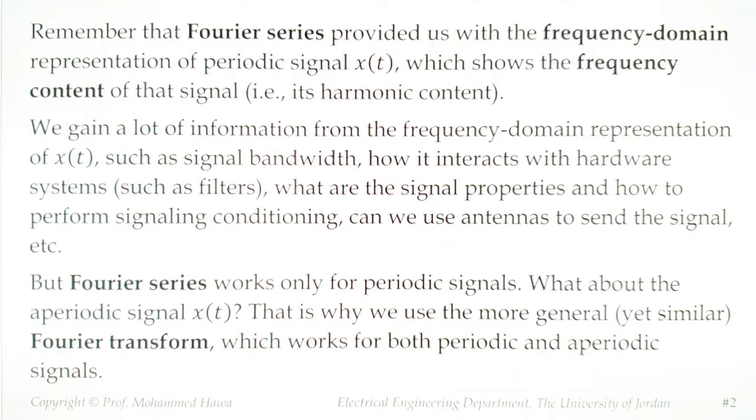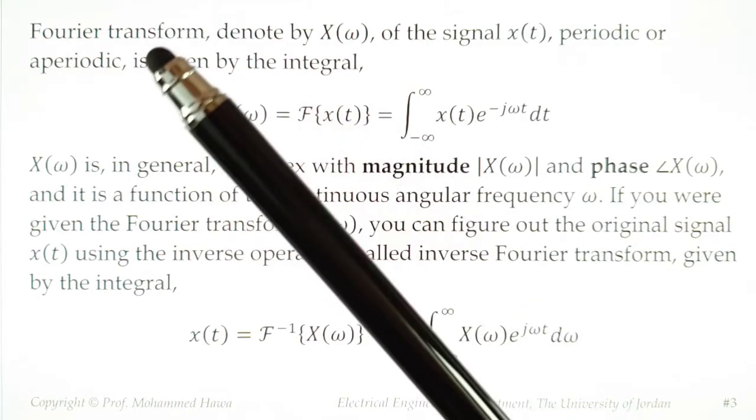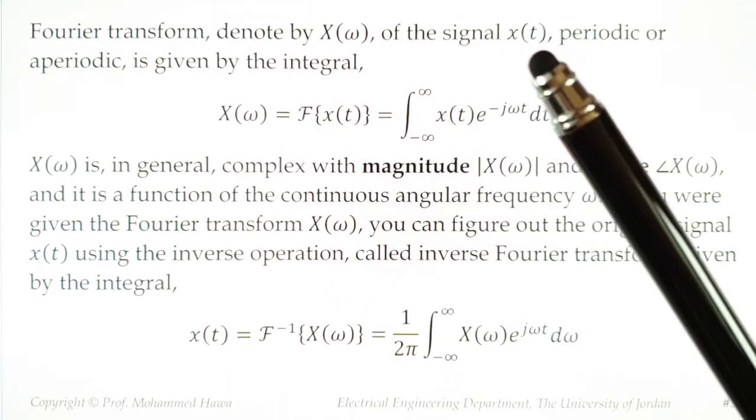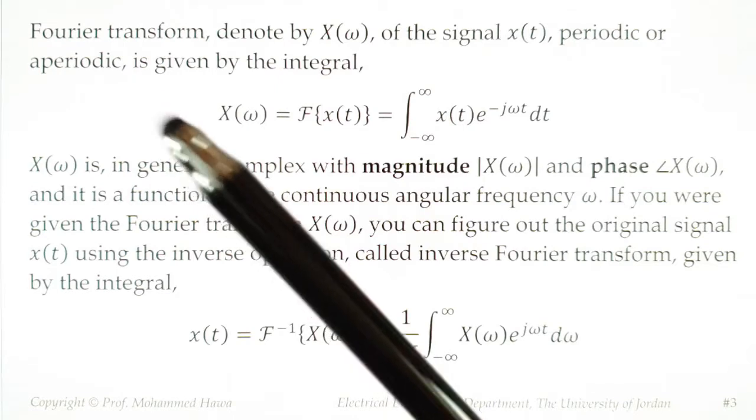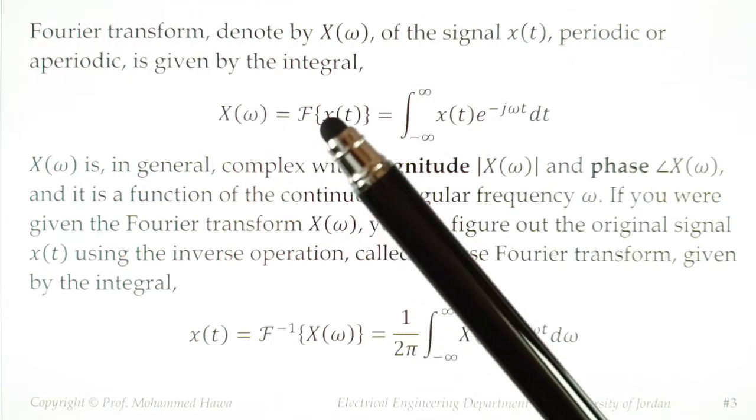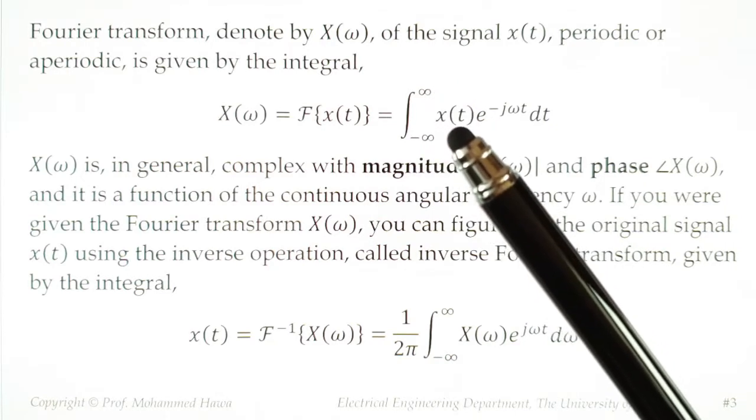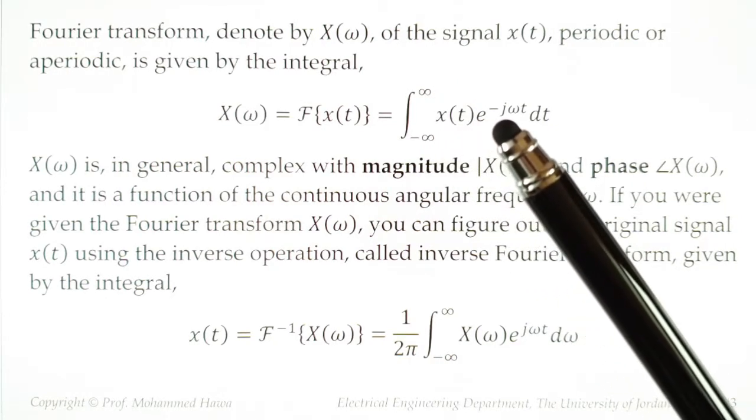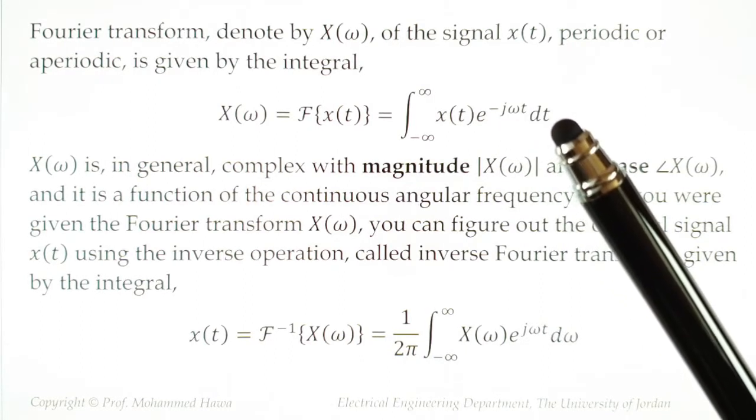And that's why you'll probably see Fourier transform much more often than Fourier series, because it works for all types of signals. The way we calculate capital X of omega, which is the Fourier transform of the signal x of t, it doesn't matter if your x of t is periodic or aperiodic, we do the calculation of the Fourier transform via this equation. Notice that X of omega, which is the Fourier transform of x of t, is equal to the integral from minus infinity to infinity of the signal in time domain x of t e to the minus j omega t dt. This is the definition of Fourier transform, which you should memorize.